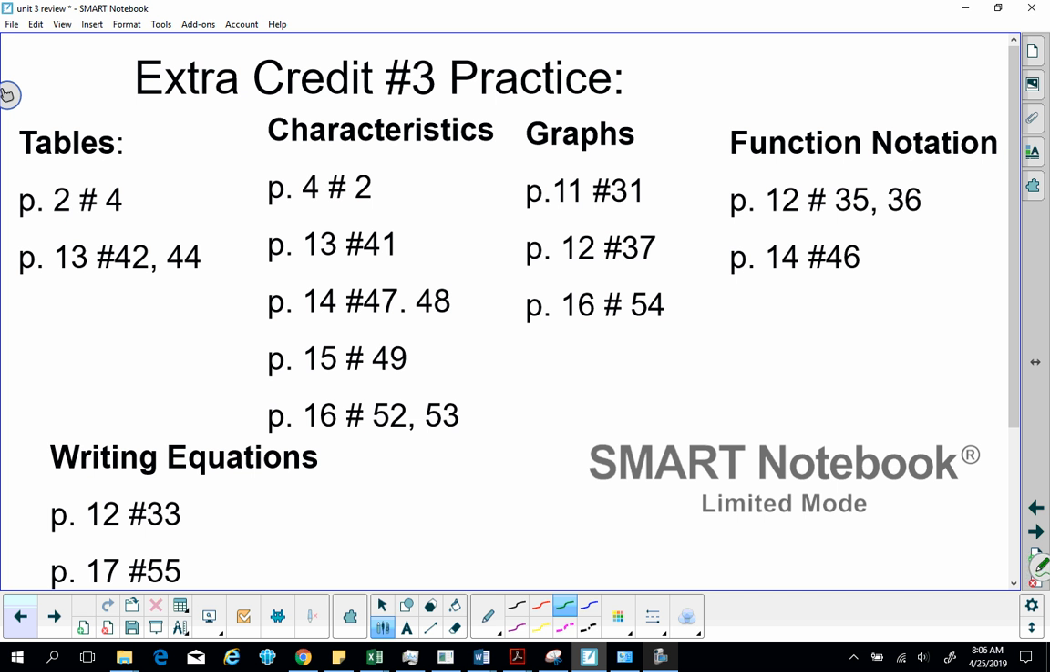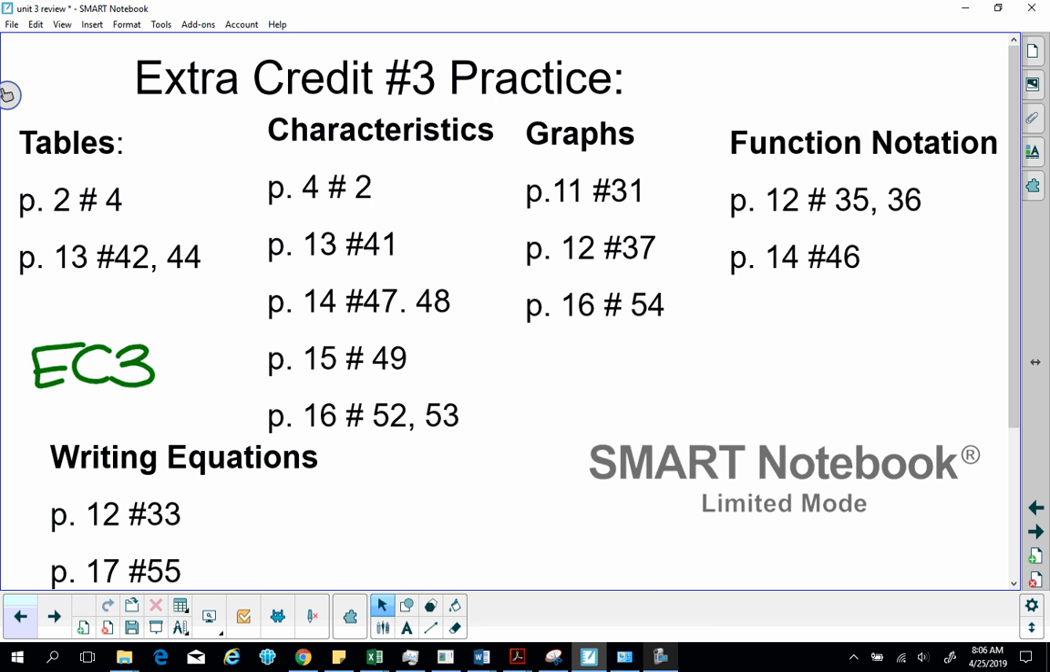You don't have to do all of them, but if you're like, hey, I definitely need help with tables or characteristics or domain and range or the functions, those are the ones I would focus on. So if you want to go through, I want you to write EC3 next to each one of these problems because those are your extra credit for that unit.